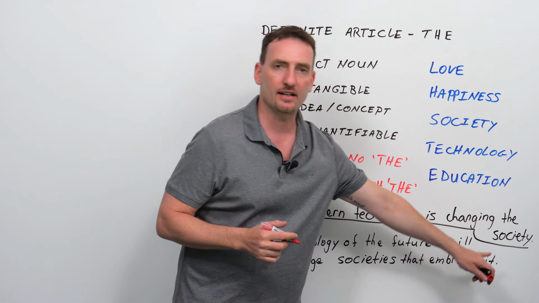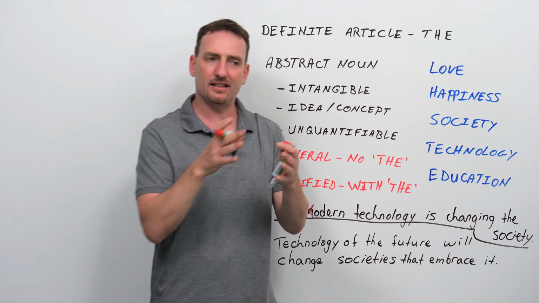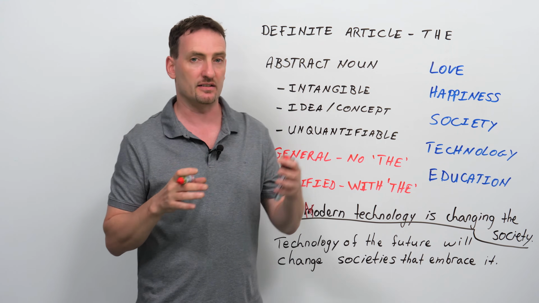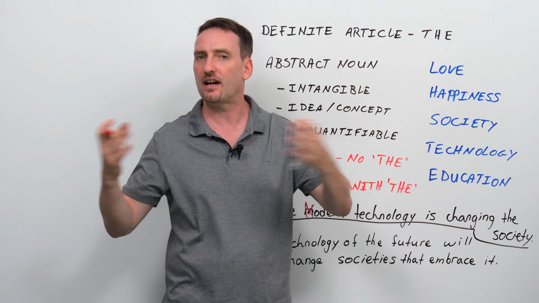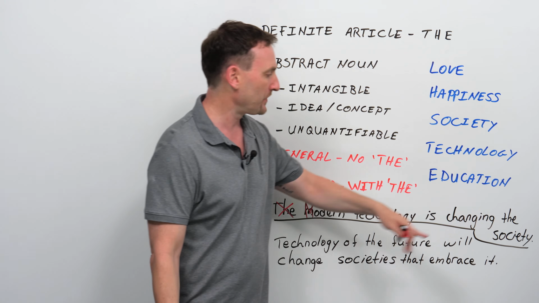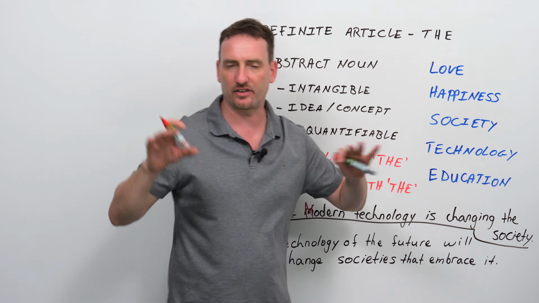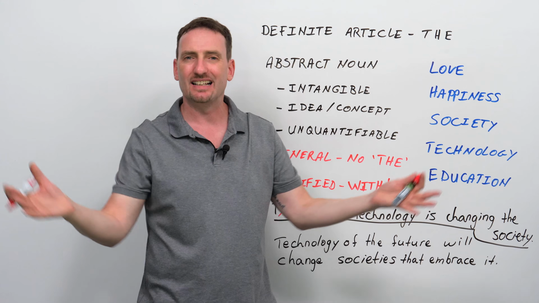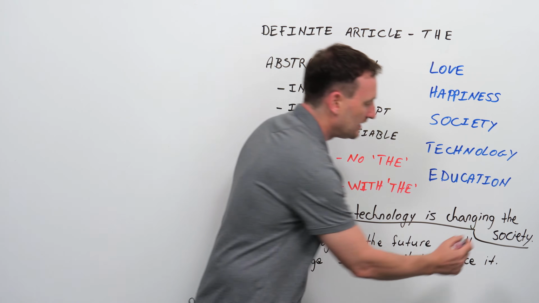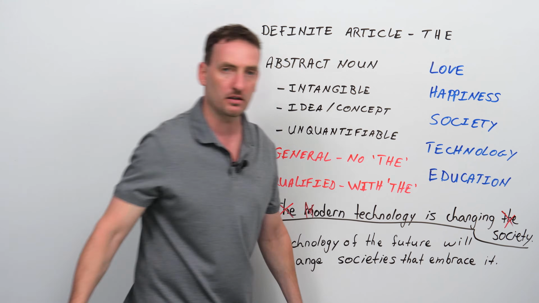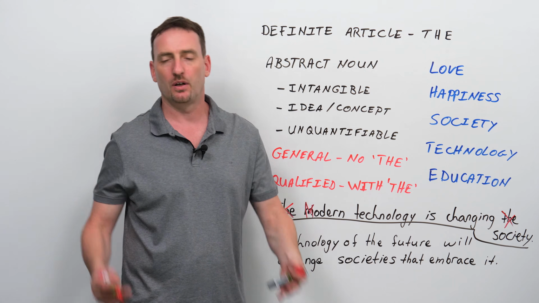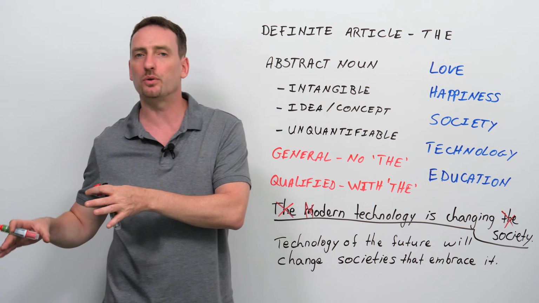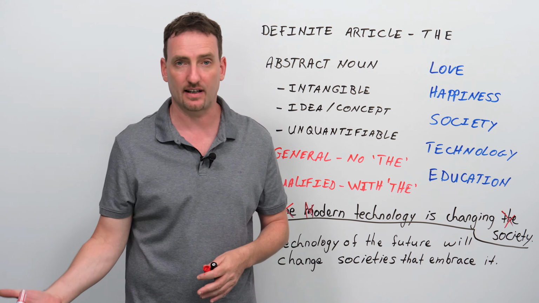Is changing the society. Well, technically, there are many different types of societies. There's like Asian society and Western society and Northern society and Southern society. So all of these things are different aspects, but when you're talking about society as an idea, you don't need the article. Modern technology is changing society. Where, when, that you can get into specifics in the following sentences.